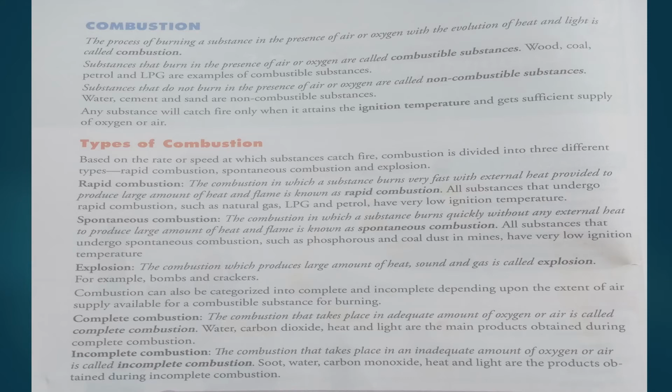Spontaneous combustion is one in which the substance burns quickly, but here external heat is not required to produce a large amount of heat and flame. All substances that undergo spontaneous combustion, such as phosphorus and coal dust in mines, have very low ignition temperature. So students, the only difference between rapid combustion and spontaneous combustion is that in rapid combustion external heat is required, but in spontaneous combustion external heat is not required.